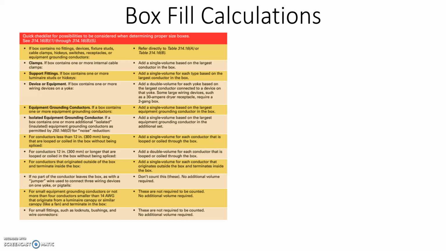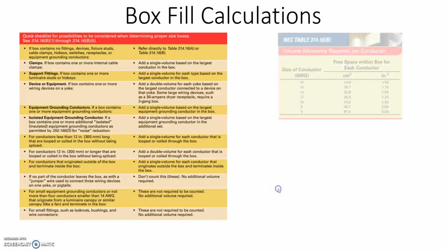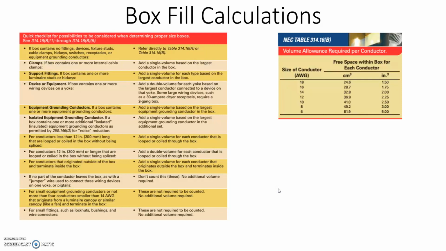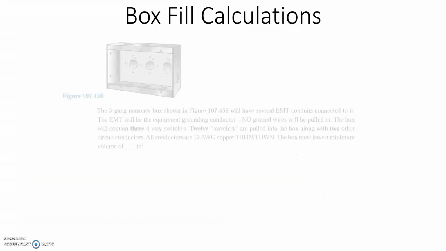It tells you how much volume to account, or how many volume allowances to account for any given object that might be in a box. So we'll come back and reference this later. We also have this table from your book. It's actually NEC table 314.16(B), which tells us how many cubic inches to allow for any given conductor. And again, we'll come back to that here too.